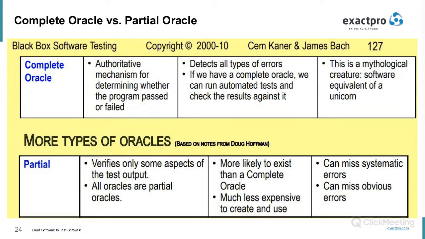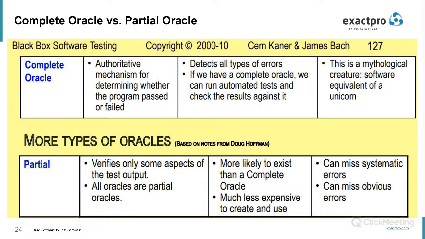So a complete oracle is an authoritative mechanism for determining whether the program passed or failed. It detects all types of errors. If we have a complete oracle, we can run any automated test and check the results against this authoritative oracle mechanism. The only disadvantage is that it is a mythological creature, the software equivalent of a unicorn. So it does not exist.